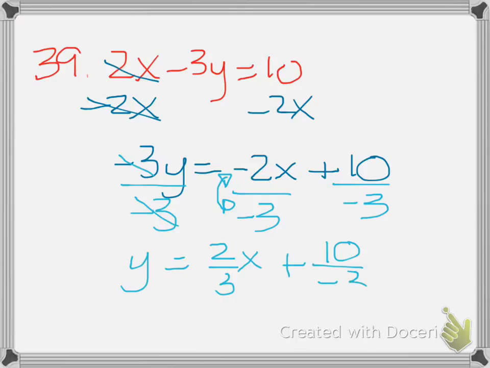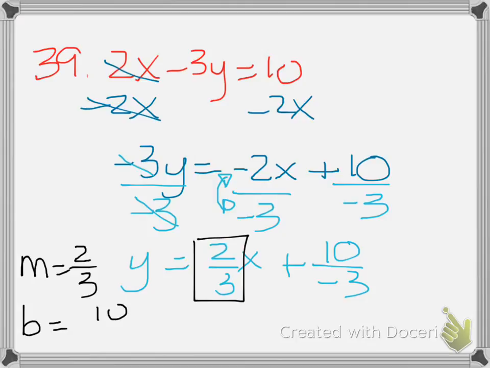If you wanted to write that as a mixed number, that's fine, but you don't have to. So now I can identify my slope. So m equals 2/3, because that's what's in front of the x right here. And my y-intercept is 10 over -3. Or if you wanted to write that as a mixed number, it would be -3 1/3. All right, I think that's the last one.